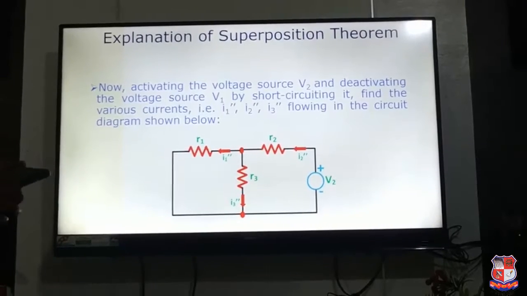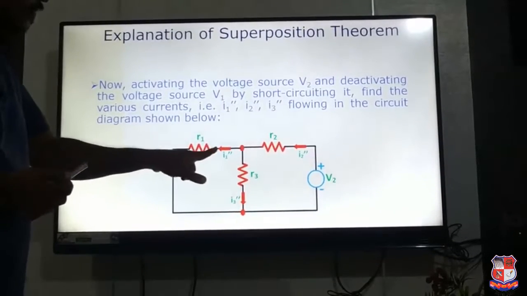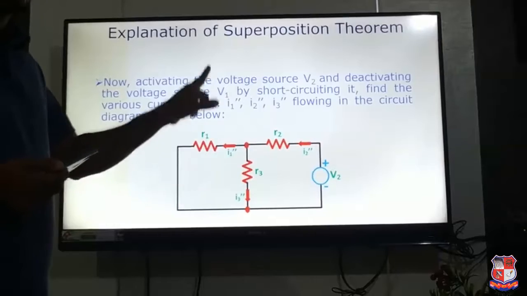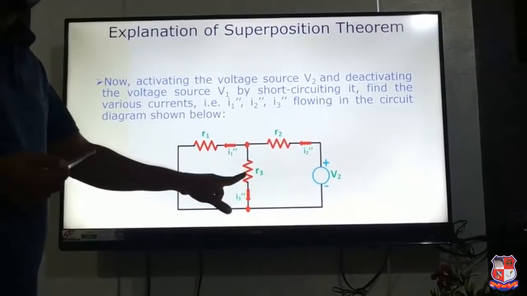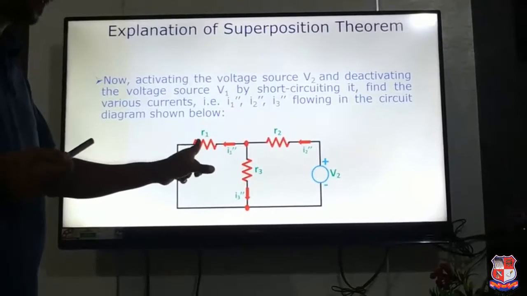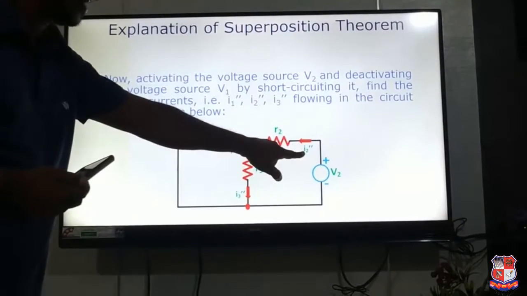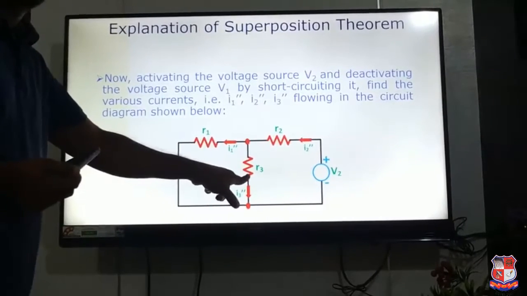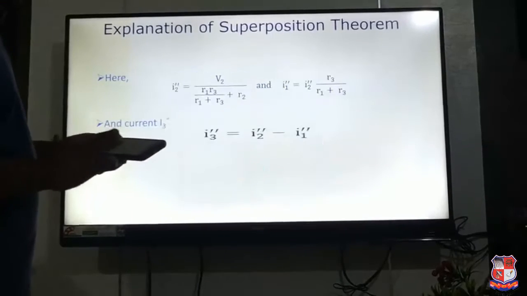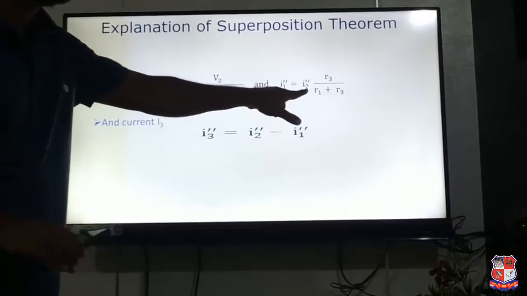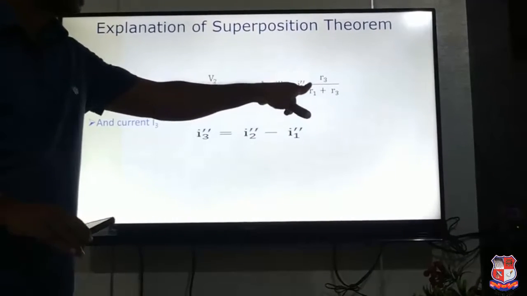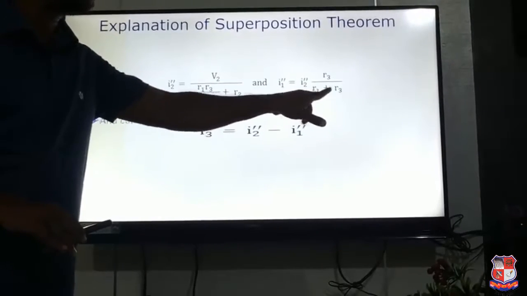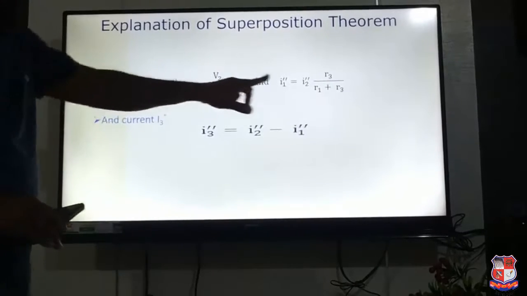Now we want to calculate I1 double dash. The basic formula is that the current flowing through any branch is equal to the total current multiplied by the opposite branch resistance divided by the sum of resistances. Here I2 double dash is the total current, and R3 is the opposite branch resistance. So I1 double dash is equal to the total current, that is I2 double dash, multiplied by the opposite branch resistance, that is R3, divided by the whole resistance, that is R1 plus R3.